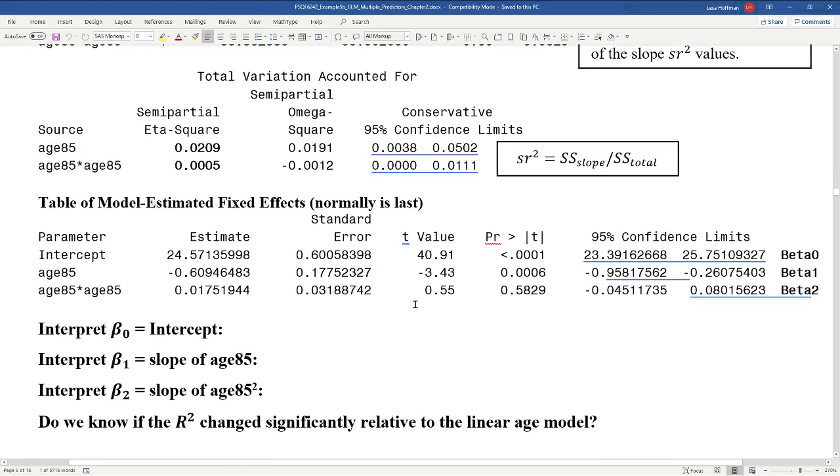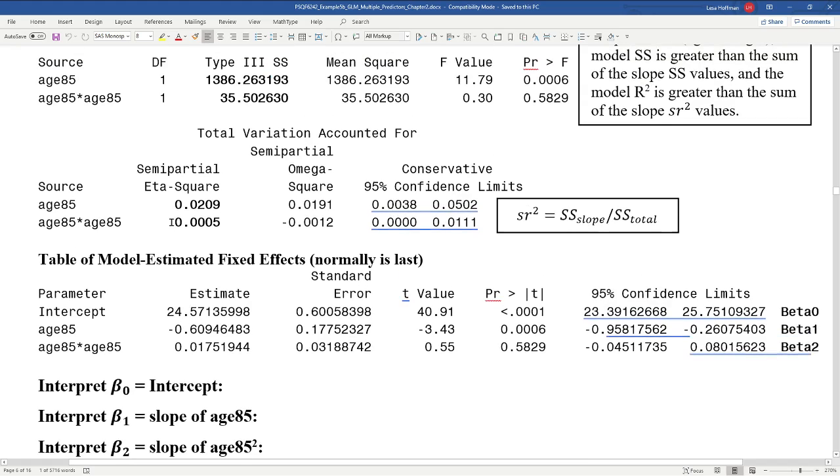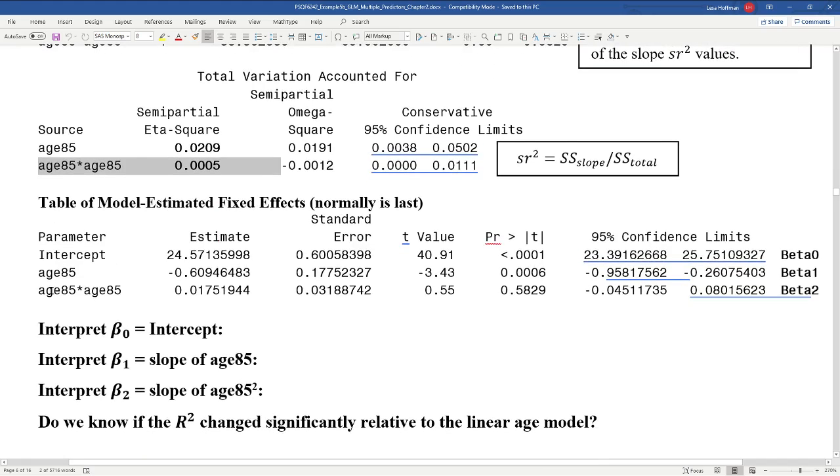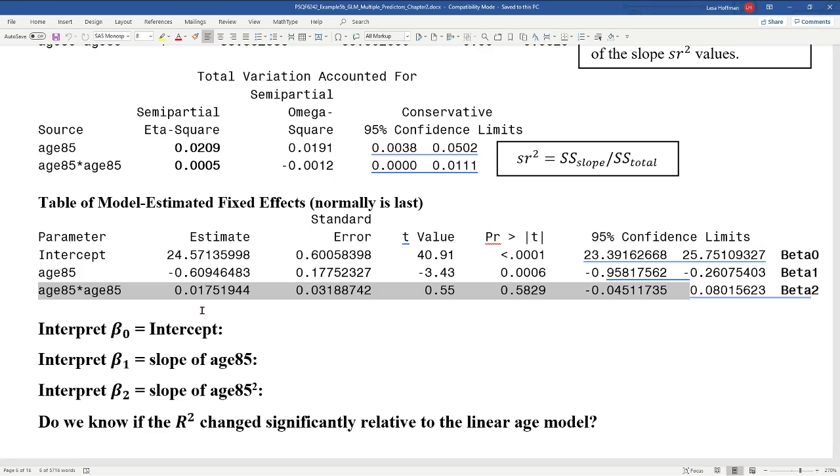So in terms of interpreting the results of this addition to the model, here's the semi-partial eta square for the new term. Adding quadratic age accounts for another 0.0005 of an R-square. The individual coefficient itself is not significantly different than 0, so this indicates that adding a squared term does not help us predict cognition any better than would just having linear effective age.